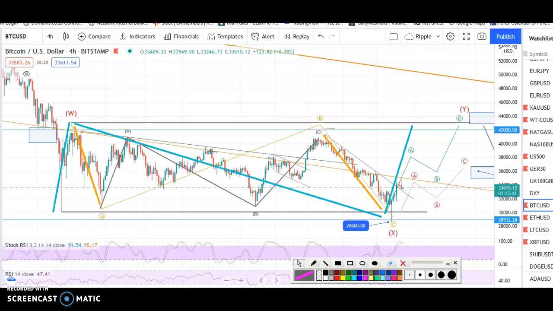I'm still maintaining my original view, which is this down, doing a sideways. We need to do one more low. I have not changed my bias on it yet. Again, this is just my view, my trading strategy, my technical analysis. Please don't try and follow it, I'm not telling you what to do.